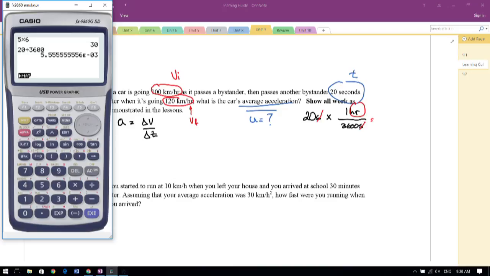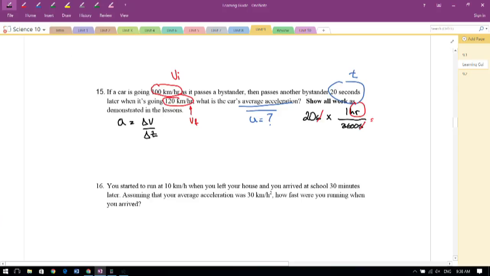And I'm going to get 5.5555 times 10 to the negative 3, or 0.005, we'll call it 6, hours. Okay, so that's one step along the way, converting our time into hours.